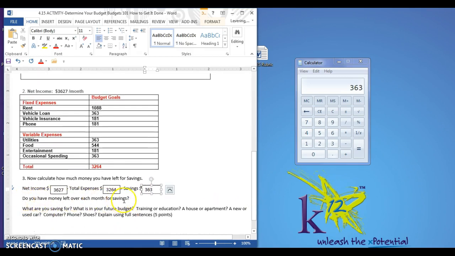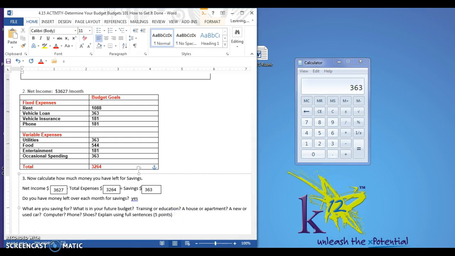Do you have money left over each month for savings? I do. What are your savings for? What is your future budget? Is it for training or education, a house or apartment, a new or used car, computer, phone, shoes? Explain using full sentences. And you'll notice that this is worth 5 points.